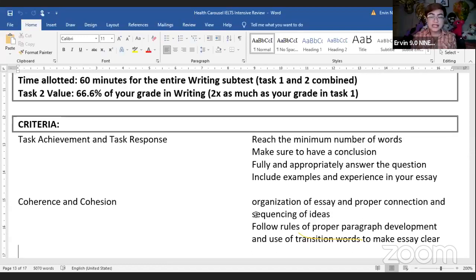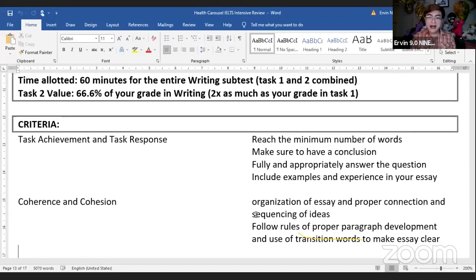It is a mortal sin to combine several ideas in one paragraph because that will make your output cluttered. So apart from organization, what else are examiners assessing in your performance for criteria number 2? Flow. And when I say flow, class, they are expecting you. The word is expect. They require you to use connective words that are helpful.